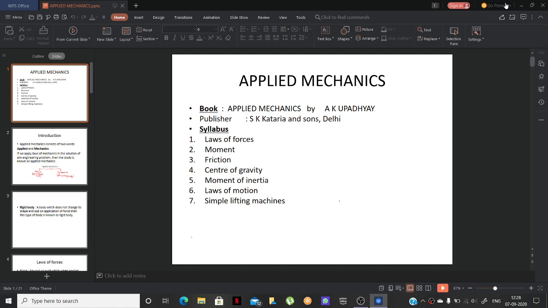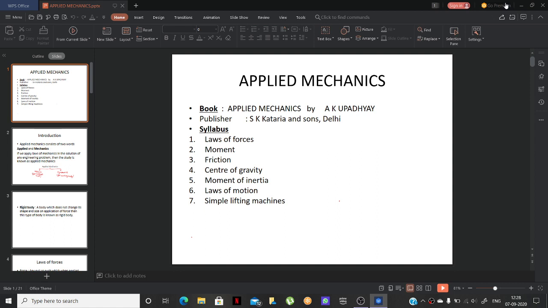Before starting Applied Mechanics, let me tell you about the books and the syllabus. A number of books are available in the market in the name of Applied Mechanics, but I will follow the book I have written. The name of the book is Applied Mechanics by A. K. Upadhyay, and the publisher is S. K. Kataria and Sons, Delhi.